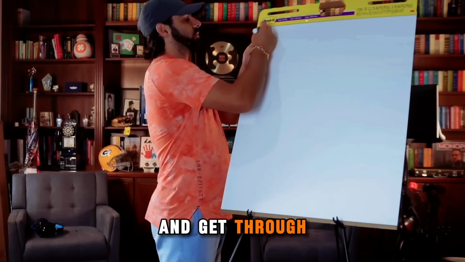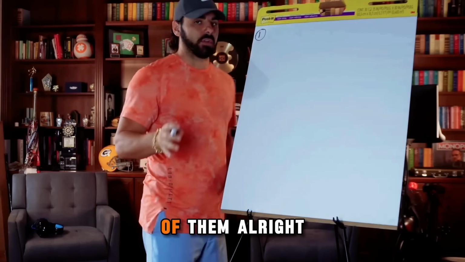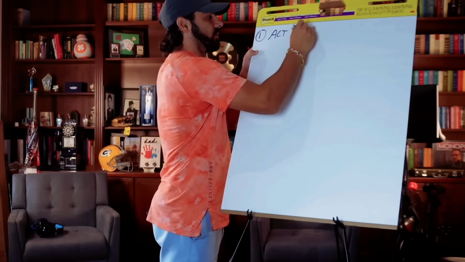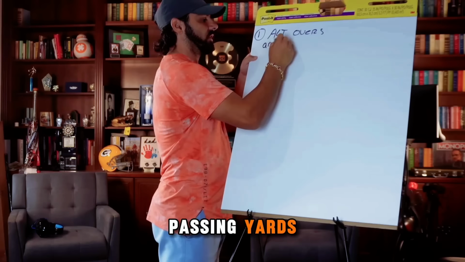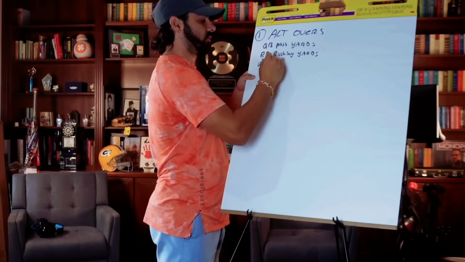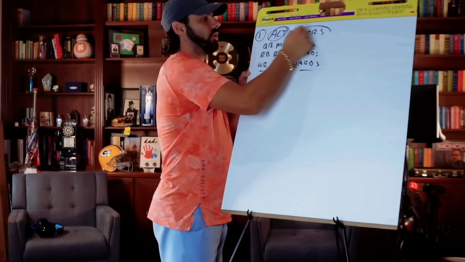Alright, so let's get through the first step here of what type of bet we're going to be looking at. There's a couple of them. What we're going to be looking at is the alternate overs for QB passing yards, running back rushing yards, and wide receiver, obviously, receiving yards. Those are the bets that we're going to be looking at, the alternate overs.